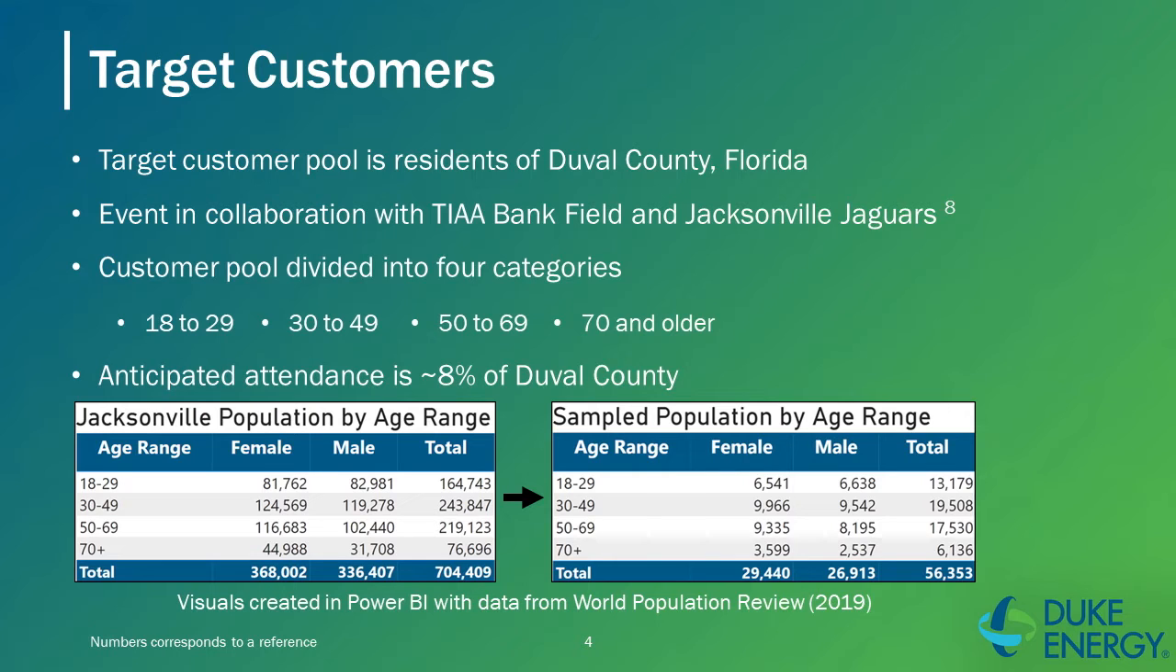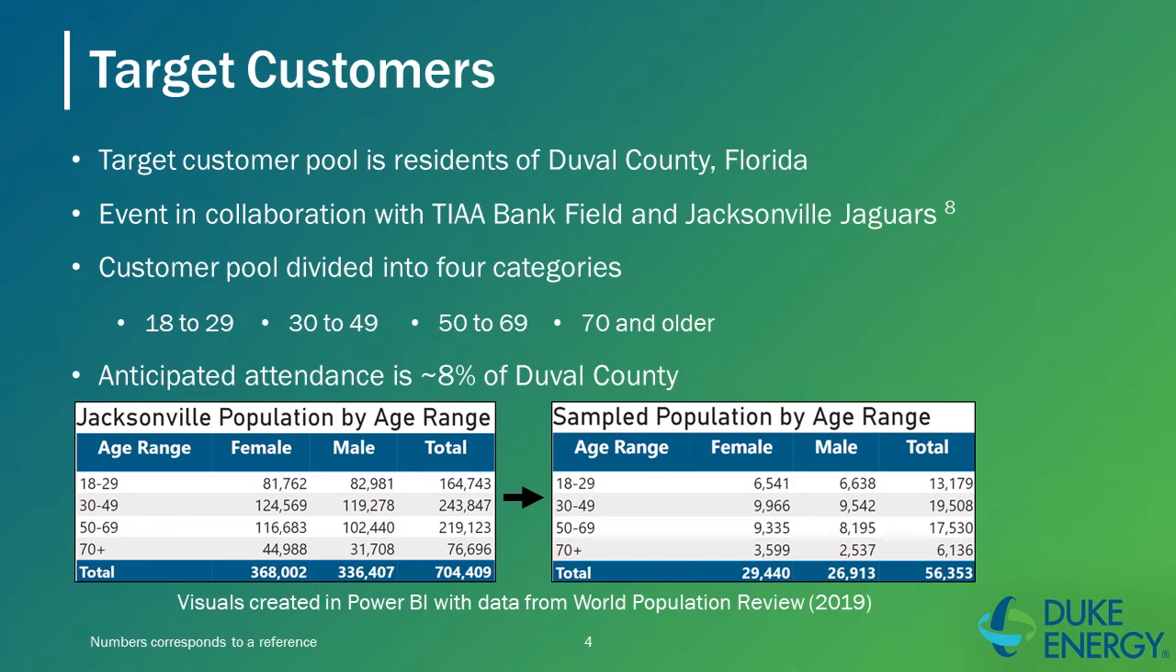The customer pool will be categorized by age range with 4 different age ranges: 18 to 29, 30 to 49, 50 to 69, and 70 and older. Shown on the screen is a table of the 4 categories with a breakdown for male and female totals for each category using the number of people in Duval County.